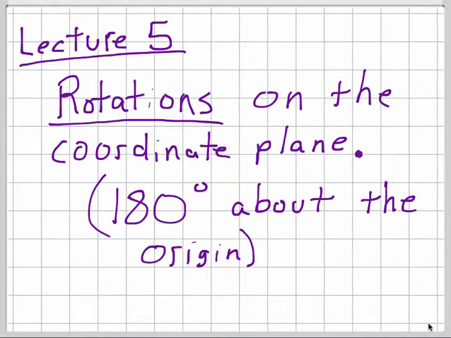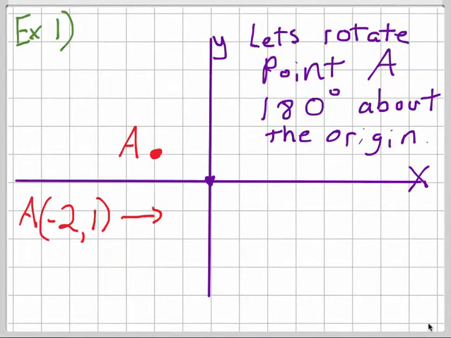Today we're going to talk about rotations on the coordinate plane, 180 degrees about the origin. I'm only going to focus on one type of rotation in this video. Tomorrow's video will be rotation on a different degree. So let's look at an example here. Point A is (-2, 1), and I got it on the XY axis.